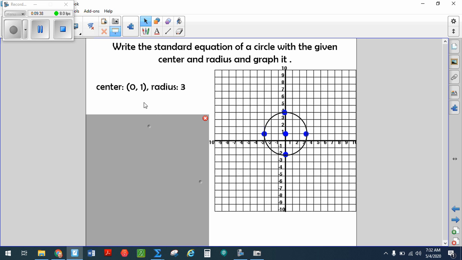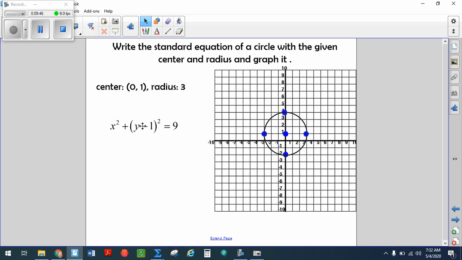And then for our equation, we're going to have x minus 0, y minus 1, and a radius of 3. So x minus 0 is just x squared, y minus 1 to go with that 1 that's there. Radius is 3, radius squared is 9.